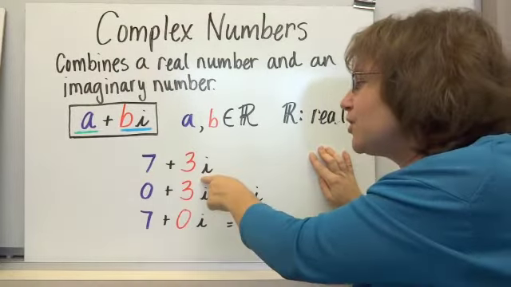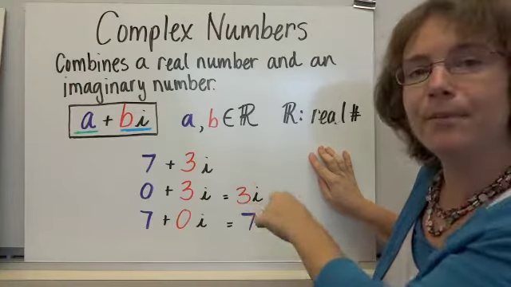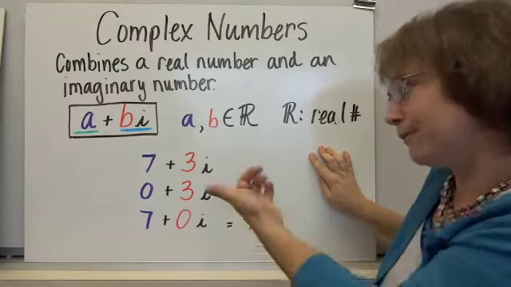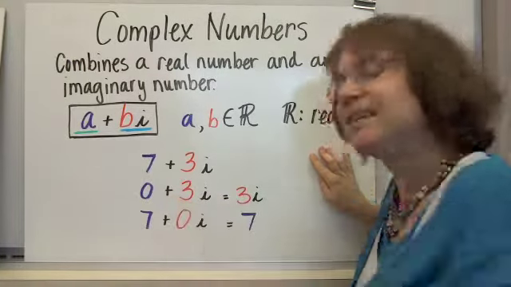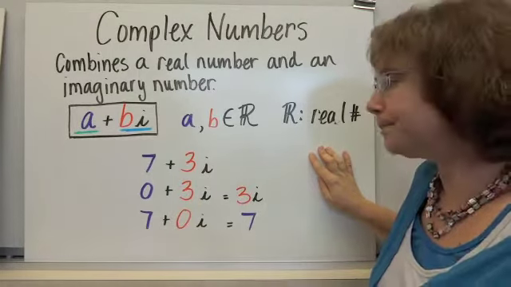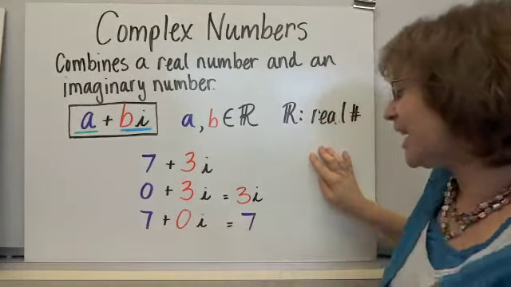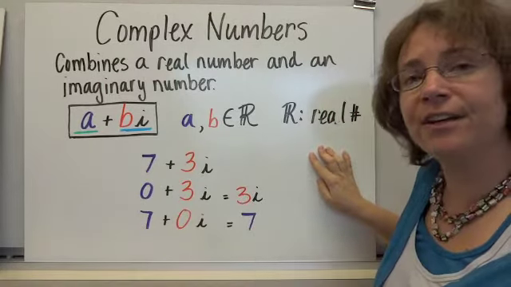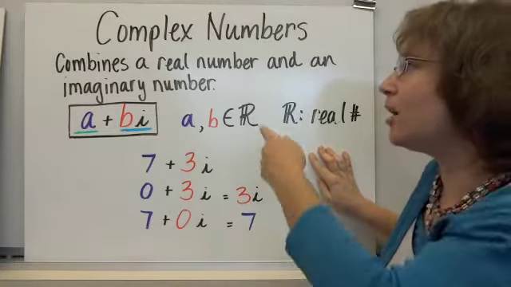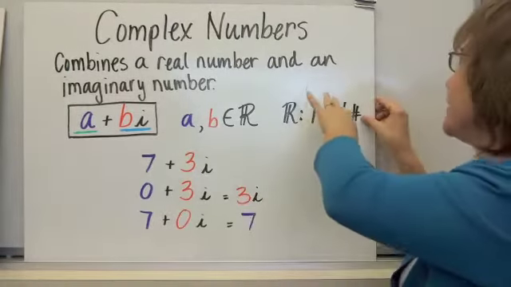So we have 7 plus 3i. 7 is my real part, 3i is my imaginary part, and that's a number. That's a complex number. I also have 0 plus 3i. If we could look at that as well, we can have this real part be 0, and then we only have an imaginary part. We can do the same thing with the imaginary part. So 7 plus 0i is just equal to 7. So we can actually write all of our real numbers as a complex number. So that gives us a bigger picture of our number system.